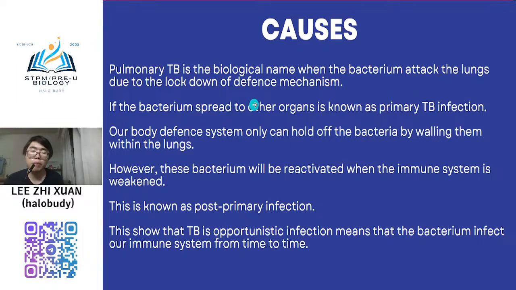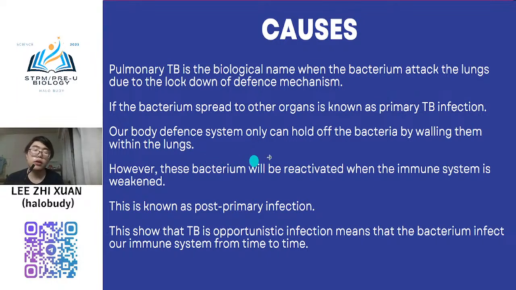And if the bacteria start to spread and infect other organs, it is known as primary tuberculosis infection. Your body defense system can only hold off the bacteria by walling them into the lung, meaning that your body cannot directly kill the bacteria. They can only maintain the bacteria, not letting them infect other organs. They only can wall them off in your lung. They will only make sure that this bacteria does not affect other organs.